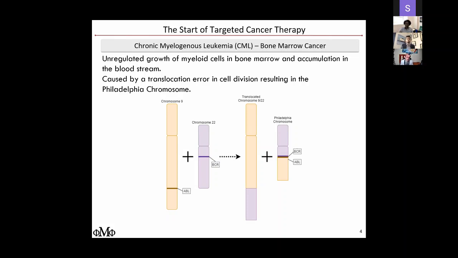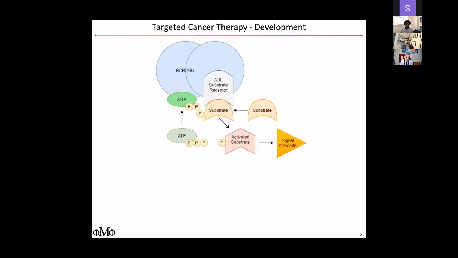It's an unregulated growth of myeloid cells in bone marrow, which accumulate in the bloodstream. And it's caused by a Philadelphia chromosome, which is a translocation error between chromosome 9 and chromosome 12, resulting in a protein being expressed, a tyrosine kinase called BCR-ABL. And what's interesting about BCR-ABL is that it's unregulatable.